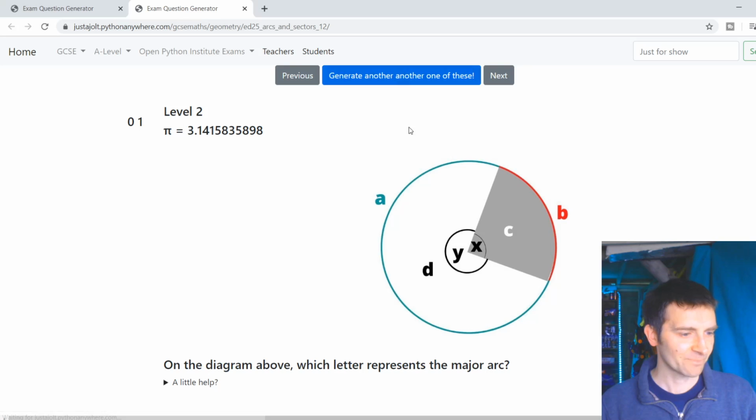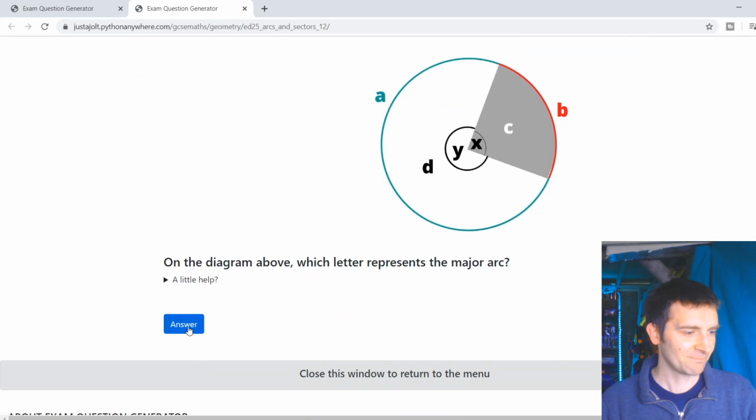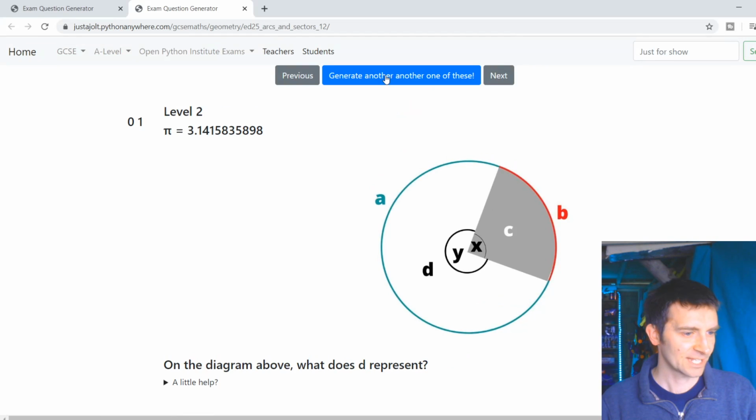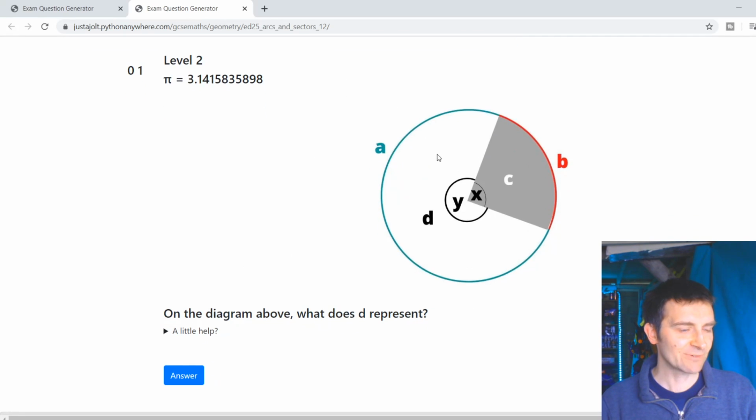Let's do another one of these. Which letter represents the major arc? Well, obviously that's going to be A. Completely randomized questions. So the answer there is going to be A. Let's have another one. On the diagram above, what does D represent?